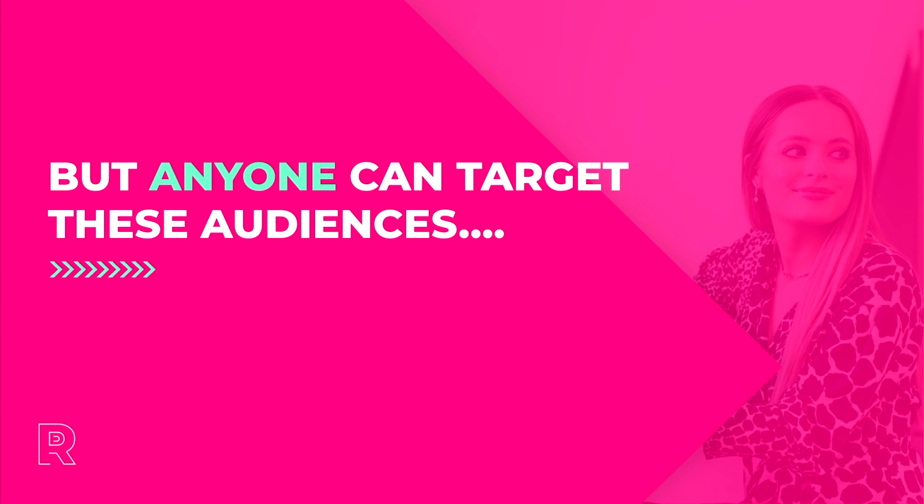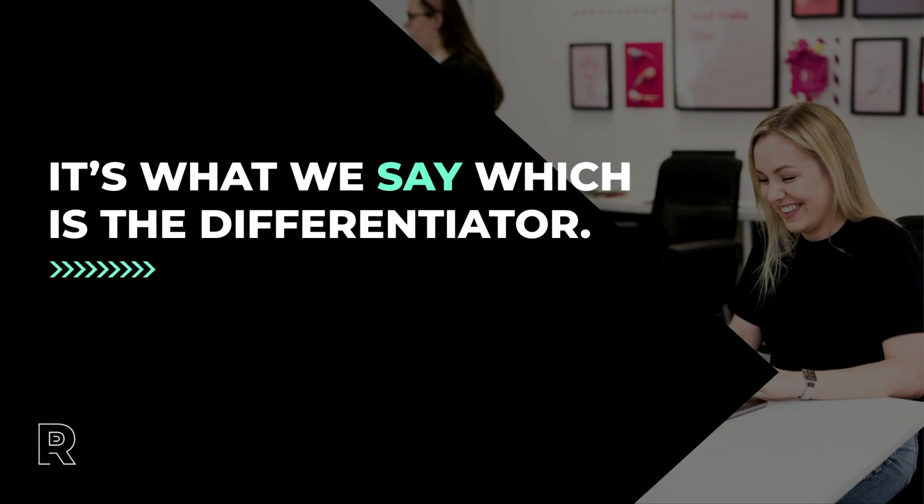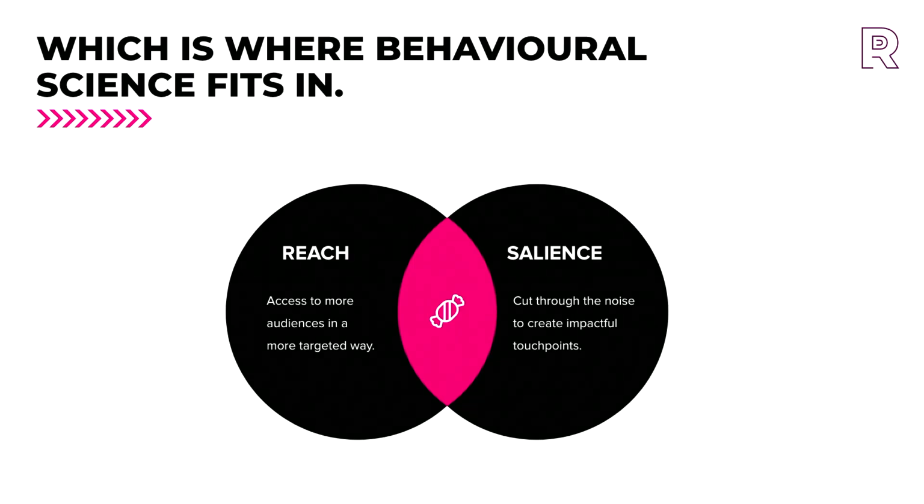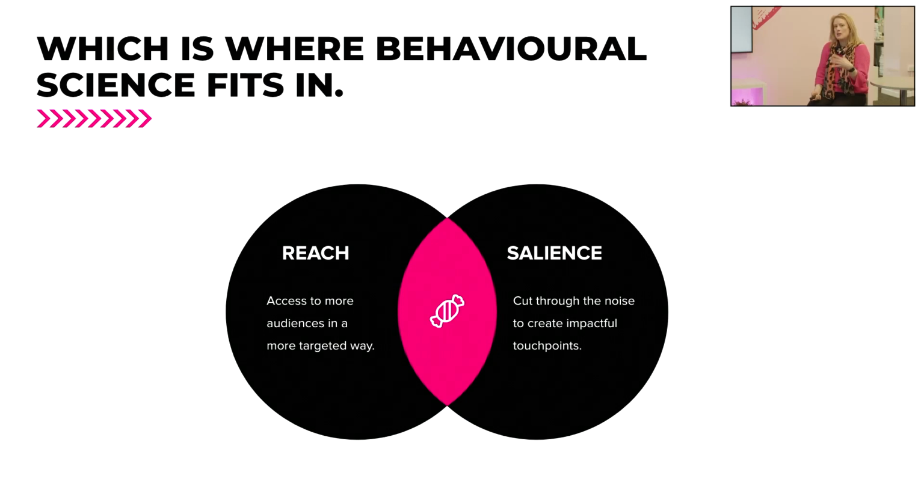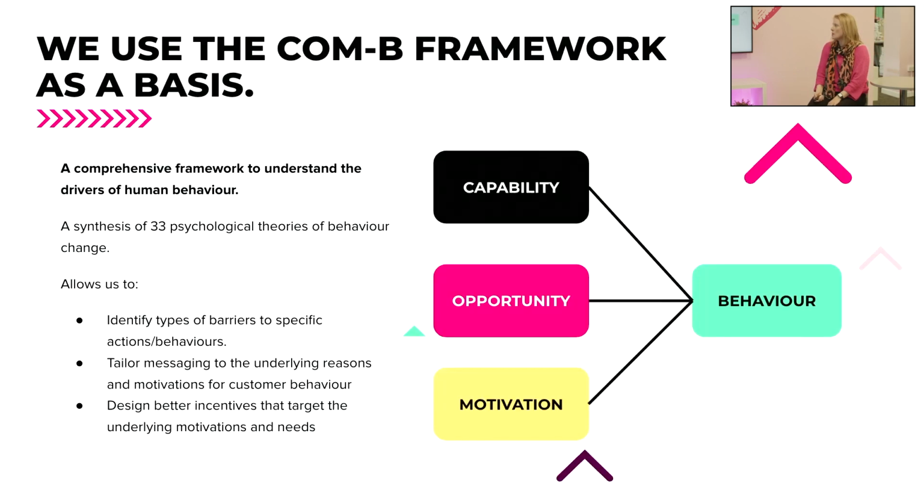But anyone, apart from the first party data, anyone can target those audiences that we've talked about, but actually it's about what we say to them in those instances that is the real differentiator. So this is where behavioural science comes in. So we have that ability to increase that reach, and that's really targeted. So we're ensuring that we're speaking to the right people, but also that salience piece and ensuring that we have cut through and that our message really resonates with those consumers as well.